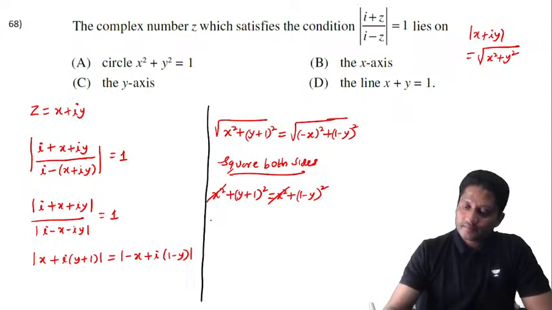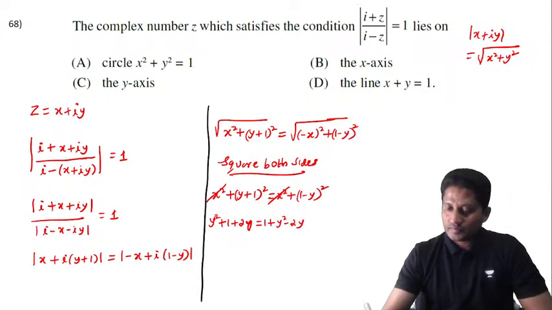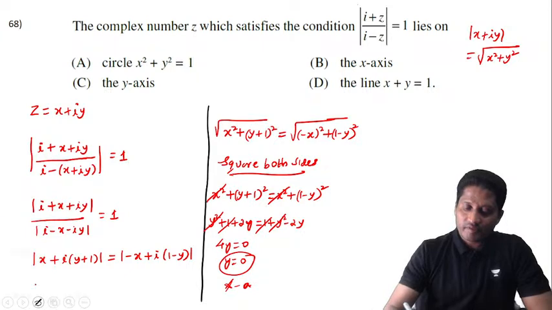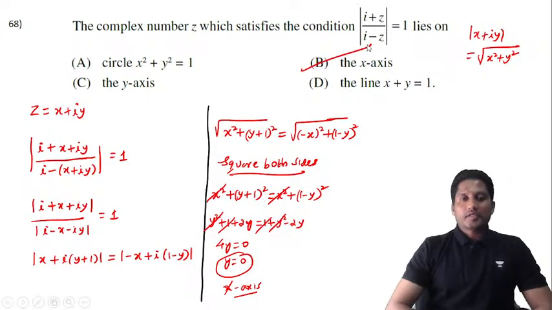This is a² + b² + 2ab, and this is a² + b² - 2ab. This will cancel. Cancel this as well. 4y = 0, that is y = 0. y = 0 means obviously it is the x-axis, because every point on the x-axis has y equal to 0. Okay, answer is option B.